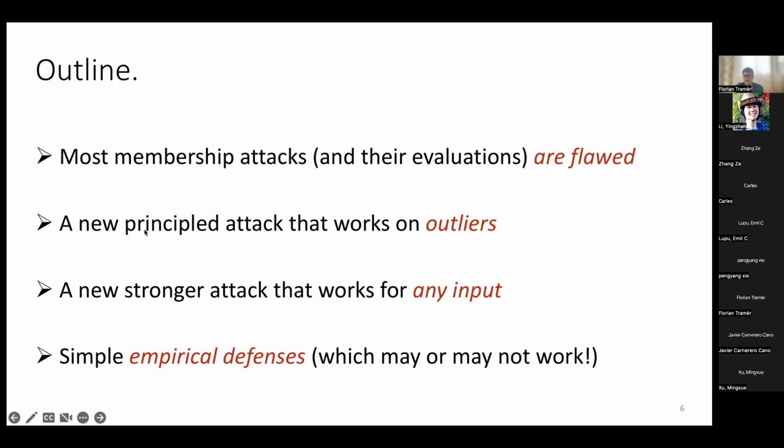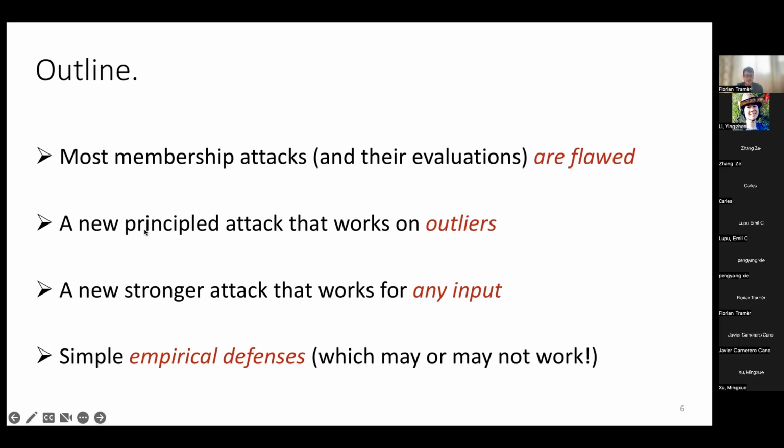Then we'll talk about a stronger attack that we came up with more recently, which works for any input, to infer membership of any input. And at the very end, I'll conclude by talking about some simple attempts at defending against membership inference, some of which will work and some of which won't.